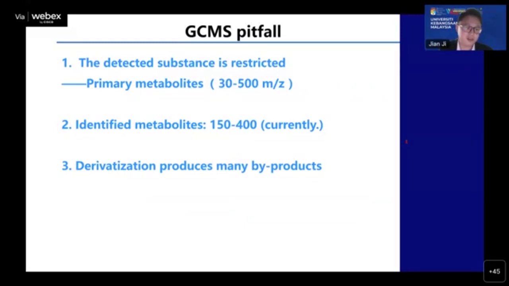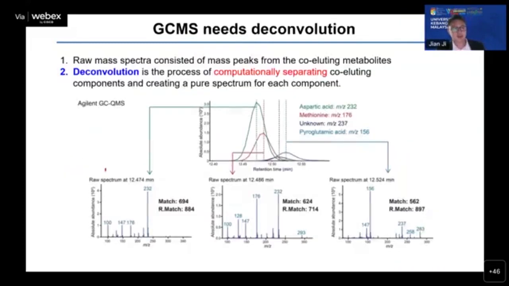If we detect around 1,000 features there, actually there are fewer than 500 true metabolites, because many of them are produced by derivatization. Okay, let's see. Another difference between LCMS and GCMS is that GCMS must have a deconvolution step, because the principles of GCMS and LCMS are totally different.